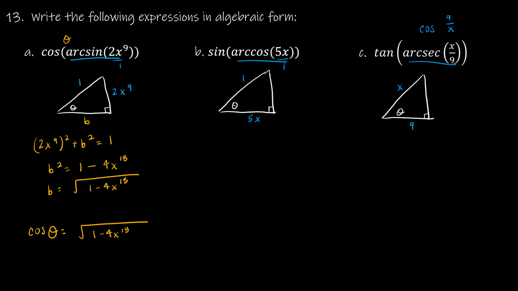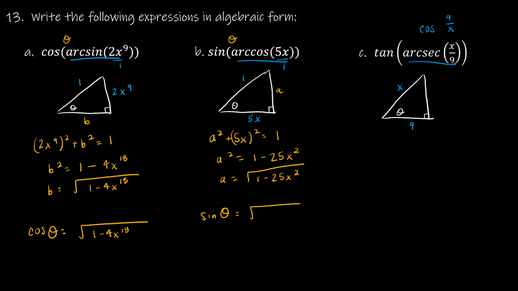Again, same strategy for b. We have theta. We need to find sine of theta, so I need to find what is a. So to find a, I'm going to take a squared plus (5x) squared is equal to 1 squared. So a squared is equal to 1 minus 25x squared. So a is the square root of 1 minus 25x squared. So now I'm trying to find sine of theta, and sine of theta would be a over 1, or just a. So that's the square root of 1 minus 25x squared.